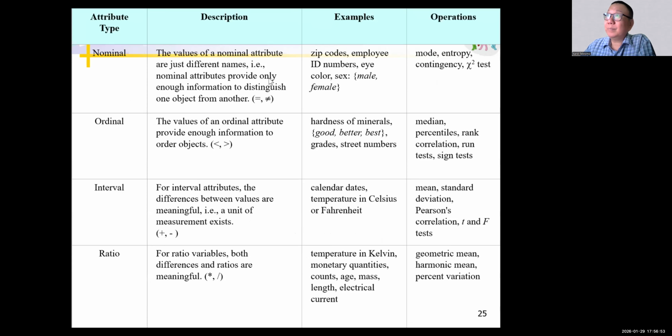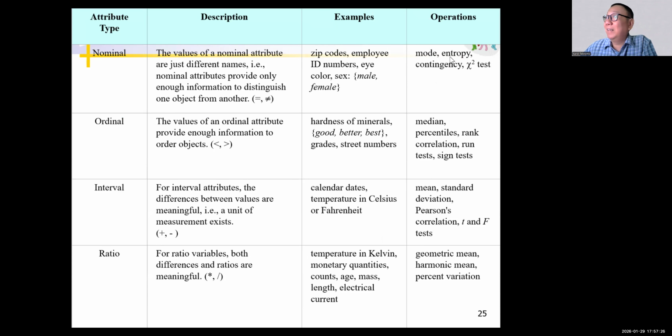Okay. Now, because of that, these are the descriptions and examples. Because of that, the operations that you can use are different. In nominal data, you don't discuss the mean, the average. You can only take the mode. You can even take the median.